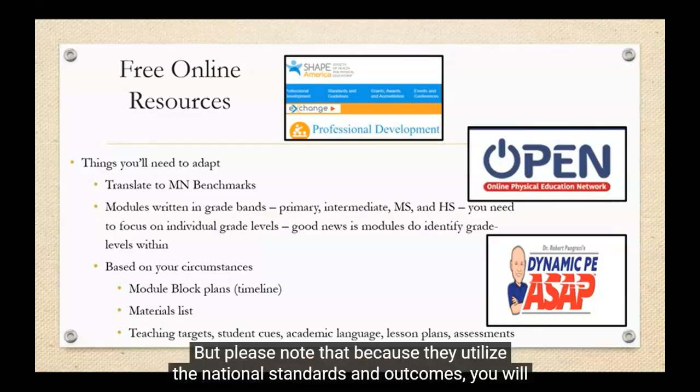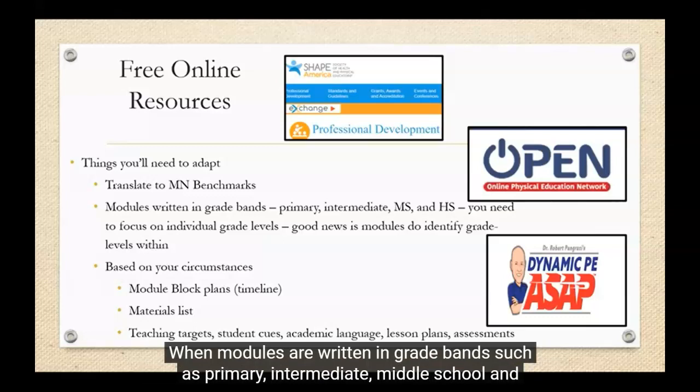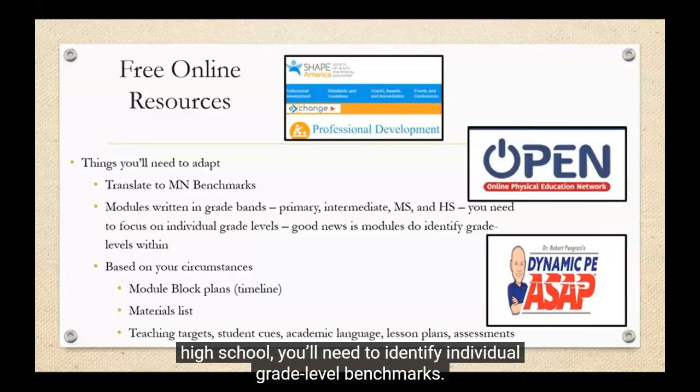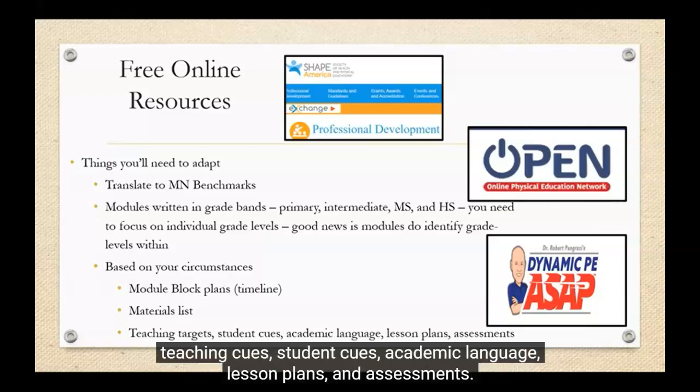But please note that because they utilize the national standards and outcomes, you will need to adapt them to meet Minnesota benchmarks. When modules are written in grade level bands, such as primary, intermediate, and middle school and high school, you'll need to identify individual grade level benchmarks. These sites are also helpful in that they often include module block plans, material lists, teaching cues, student cues, academic language, lesson plans, and assessments.